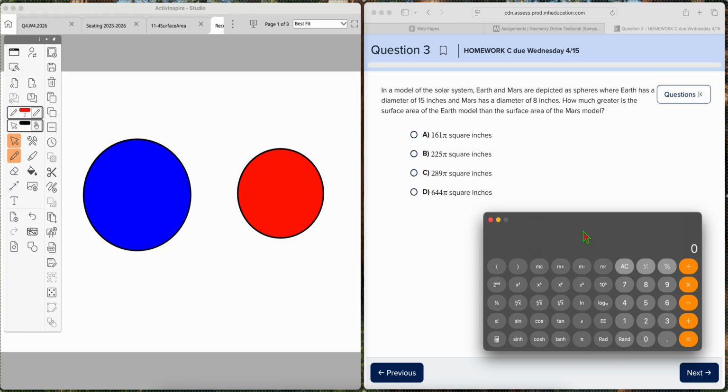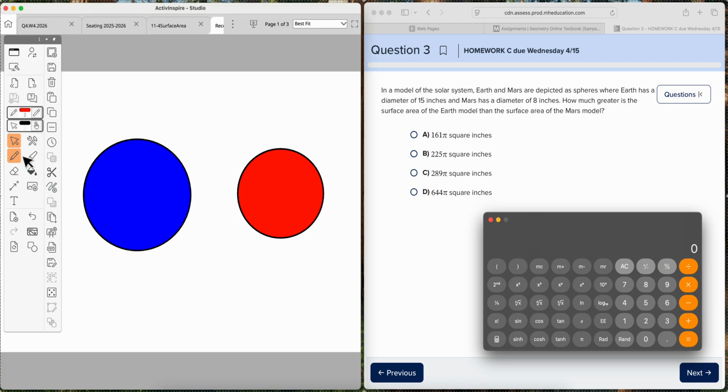The problem says, in a model of the solar system, Earth and Mars are depicted as spheres where Earth has a diameter of 15 inches and Mars has a diameter of 8 inches. How much greater is the surface area of the Earth model than the surface area of the Mars model?